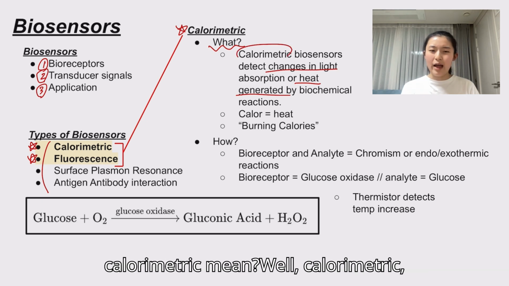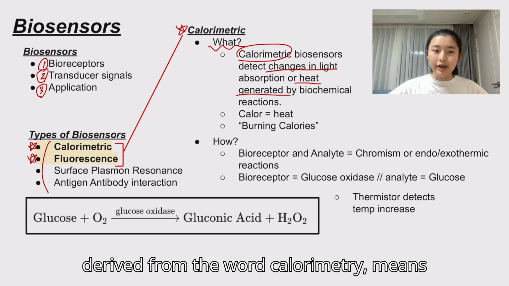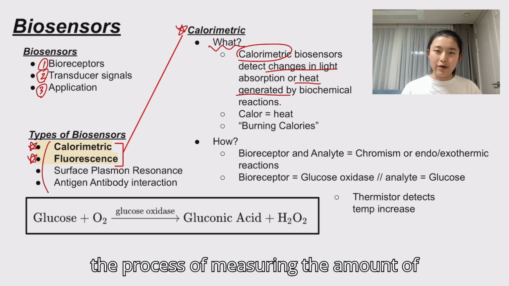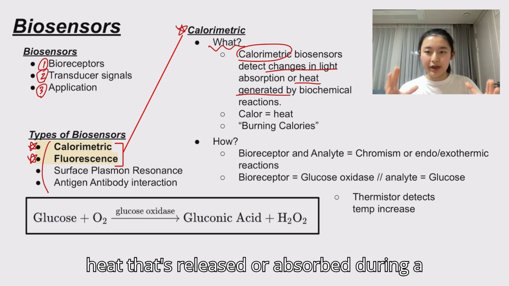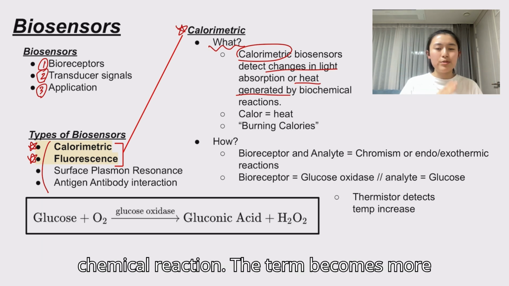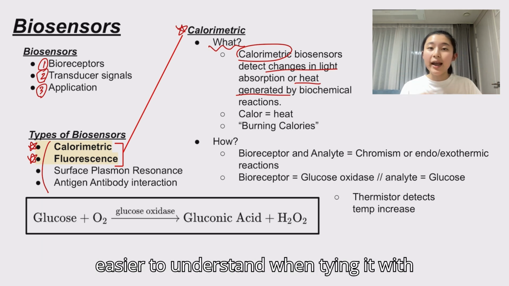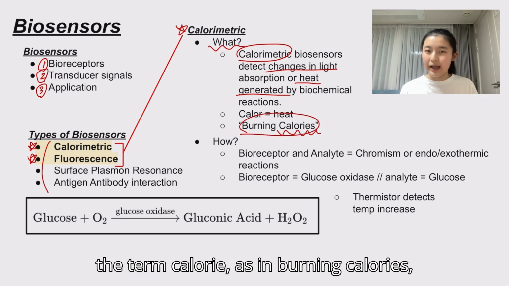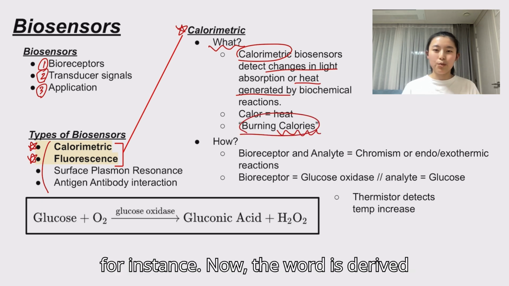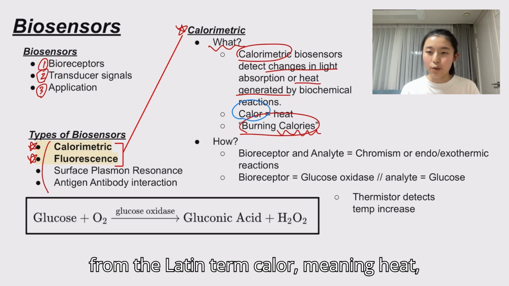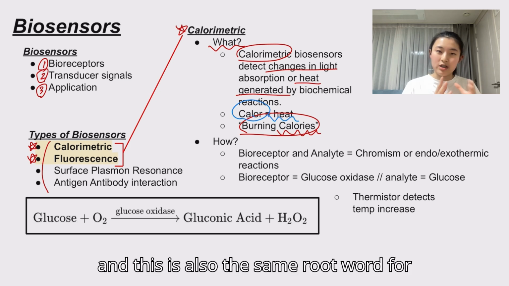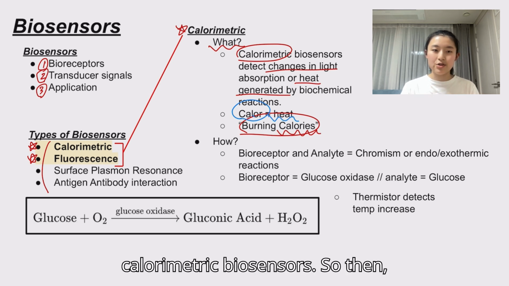What does the term calorimetric mean? Well, calorimetric, derived from the word calorimetry, means the process of measuring the amount of heat that's released or absorbed during a chemical reaction. The term becomes easier to understand when tying it with the term calorie, as in burning calories, for instance. Now, the word is derived from the Latin term calor, meaning heat, and this is also the same root word for calorimetric biosensors.